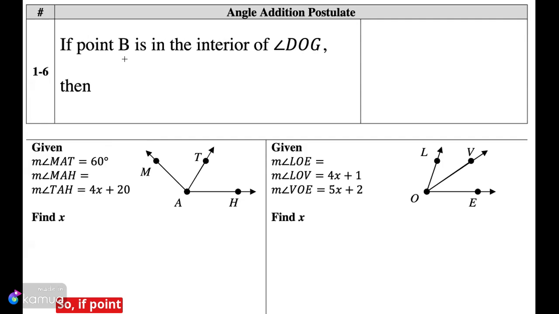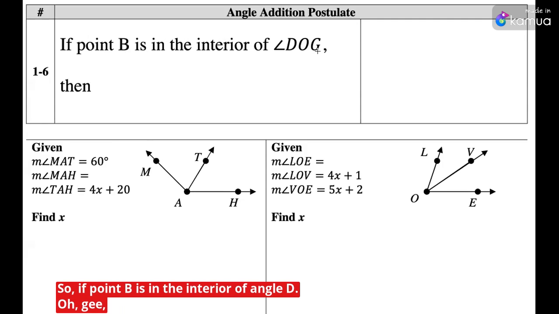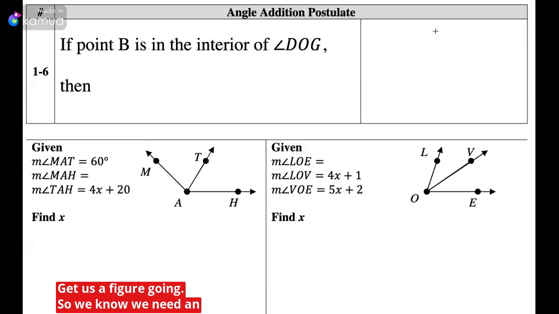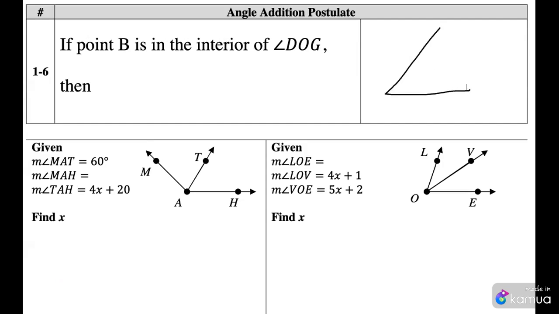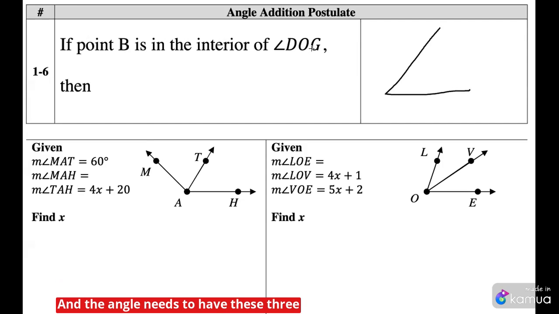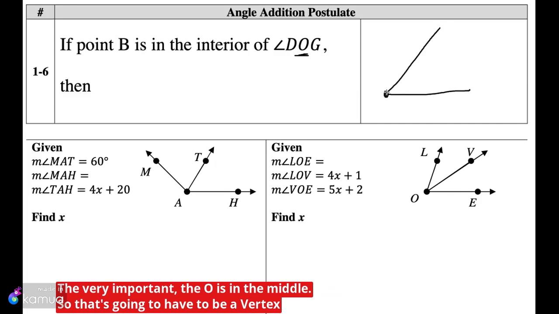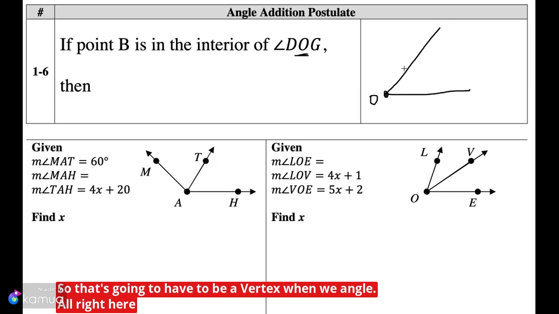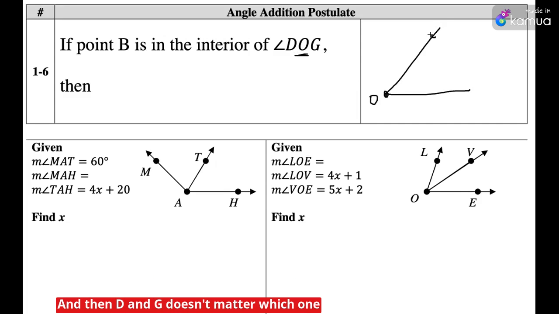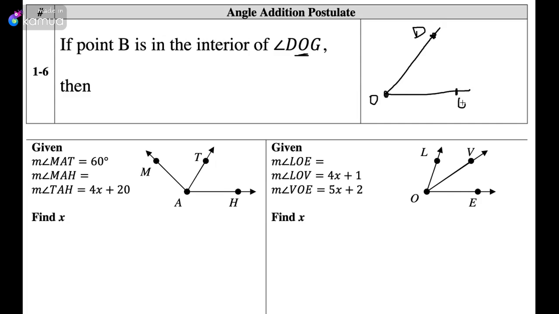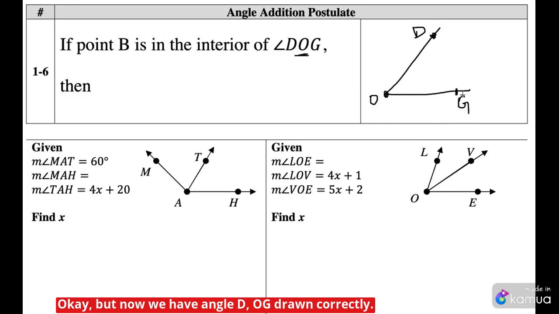So, if point B is in the interior of angle DOG, let's just stop right there and get a figure going. We know we need an angle, and the angle needs to have these 3 points, but very important, the O is in the middle, so that's going to have to be our vertex. We need angle O right here. And then D and G, it doesn't matter which one you put up top. Okay, now we have angle DOG drawn correctly.